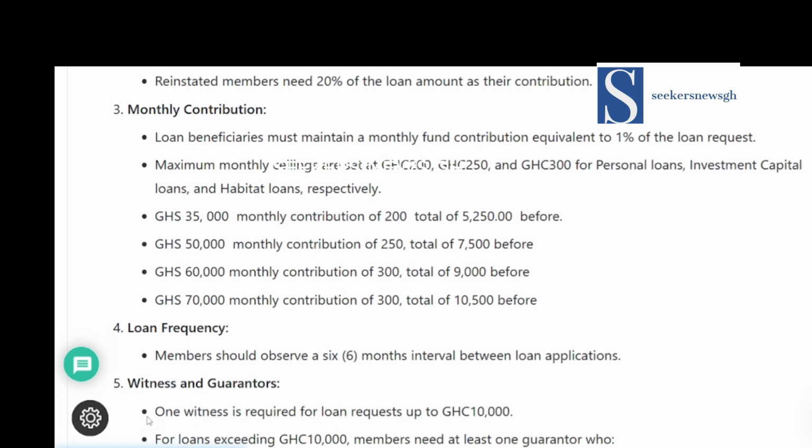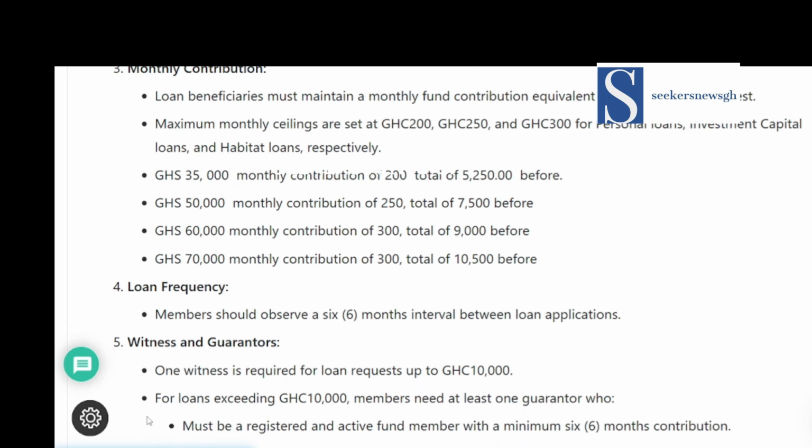So if you want to take 35,000, for example, your monthly contribution should be 200 cedis, and you should have a total of 5,250 in your contribution account before. For 50,000, you contribute 250 cedis, and you should have 7,500 in there. For 60,000, you should have 9,000, and you should be contributing 300 cedis. Also, when you are contributing 300 cedis, you should have 10,500 before you qualify for 70,000.